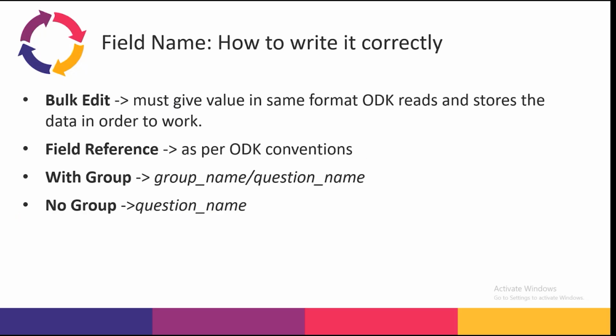Okay, so the field name, how to write that field name part correctly. This is probably the most important part of the bulk edit and where we see the most errors. So it's important to put some time into this. You essentially need to give the value in the same format that the ODK COBOL software reads and stores the data in order for it to work. So the field reference should just follow the ODK conventions. If you have a group, essentially you're doing the group name, a slash, and then the question name. If there's no group, as I said before, you'll just put the question name and you don't need a slash at all.